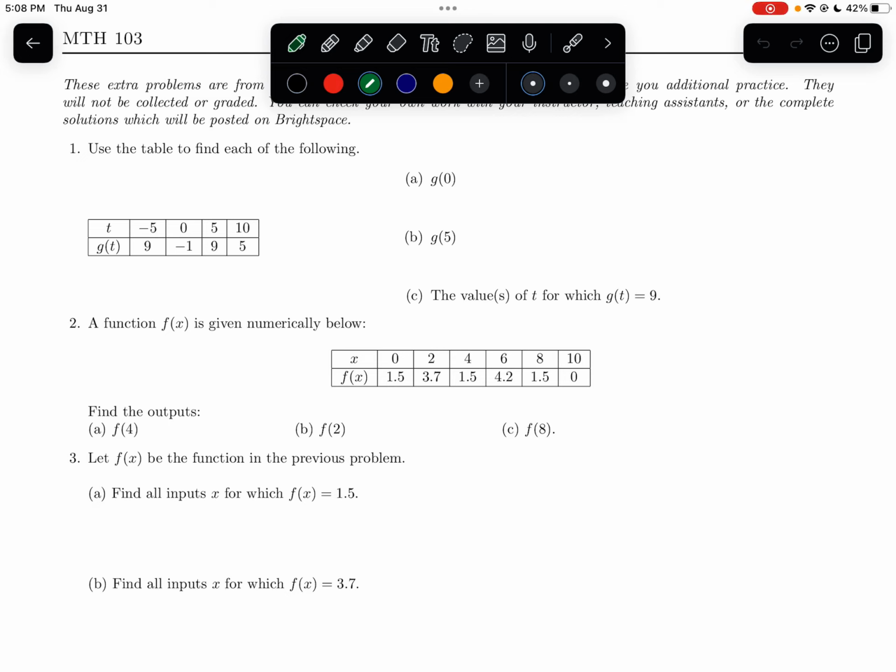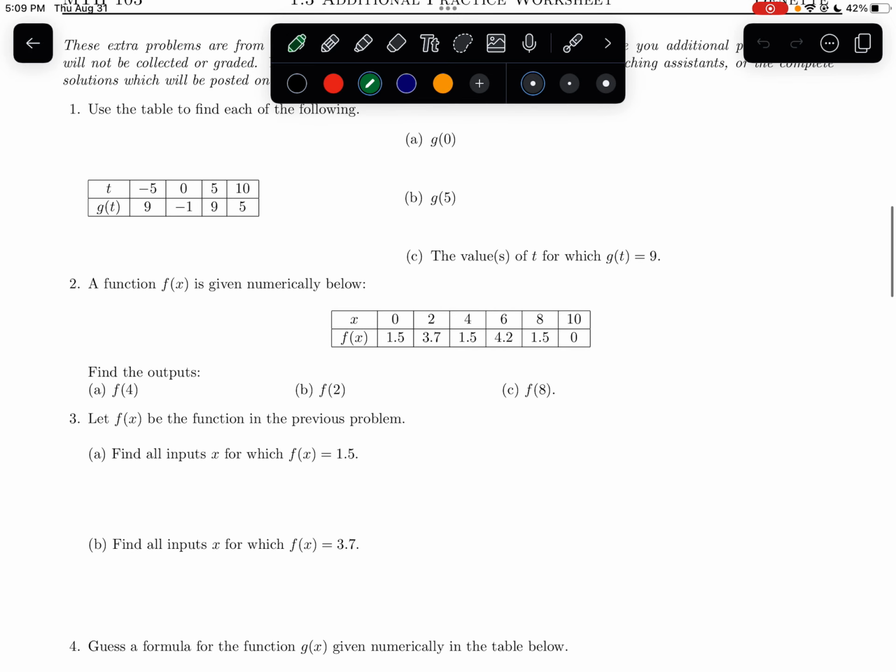Okay, so the function in question 2 here is given numerically, and we're asked to find the following outputs. So for f of 4, this would mean you would find the value for the function when x equals 4, and we can see that would be this column in the table, and so the output value is 1.5.